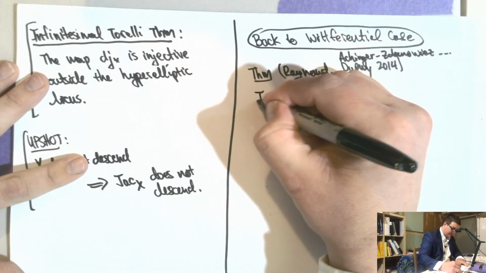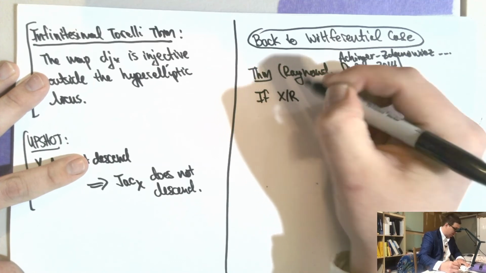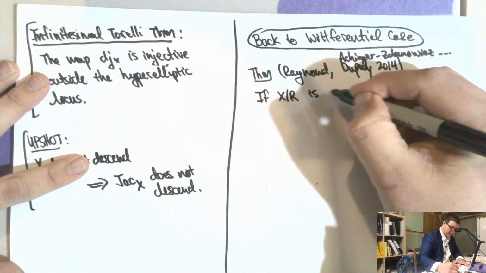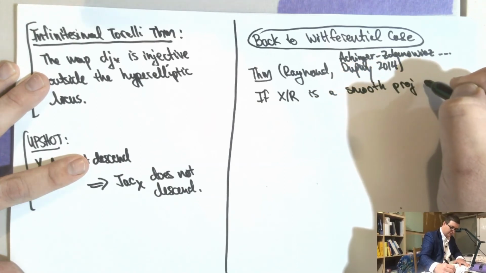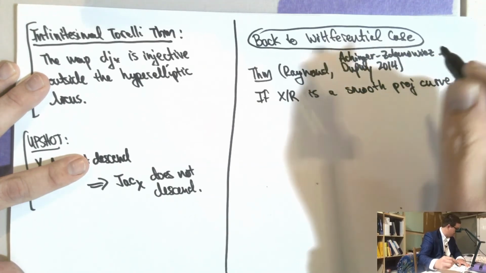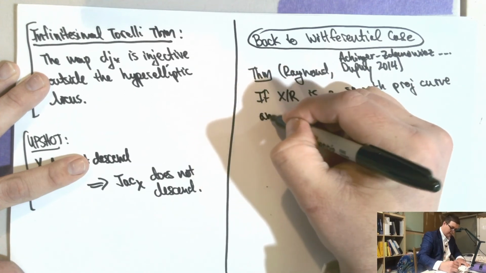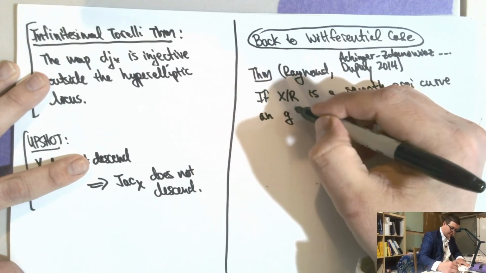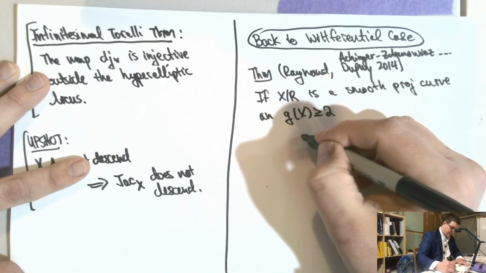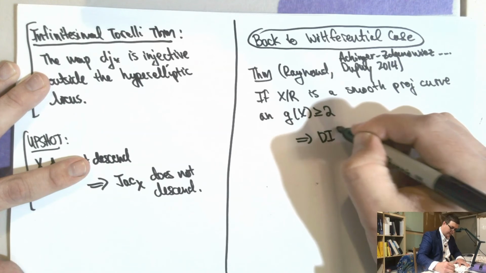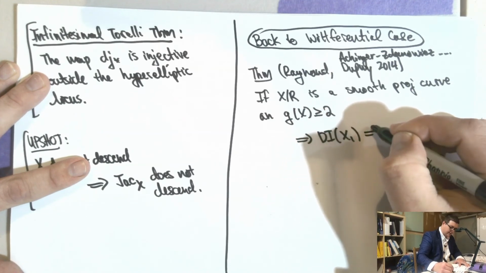But if X over R is a smooth projective curve, and the genus of X is bigger than or equal to 2, then this implies that the Deligne-Illusie class here is not equal to 0.